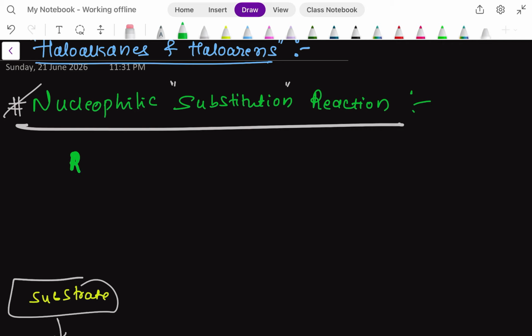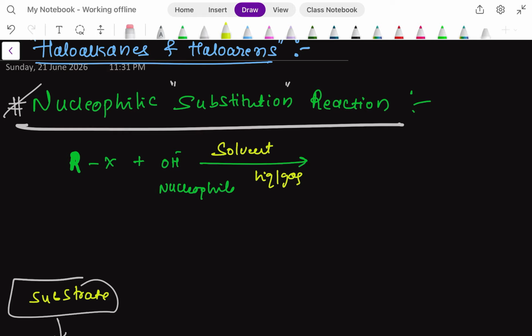How? Listen carefully. I am going to write down a reaction which has an alkyl halide, and I am trying to react it with OH minus, which is a nucleophile. Now, reactions always occur in the presence of a solvent. It may be in liquid form, it may be gaseous form, not solid. In this, generally, a negatively charged species will come and attack the positively charged species.